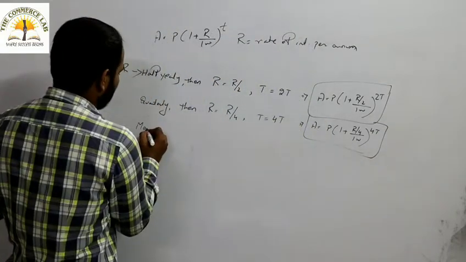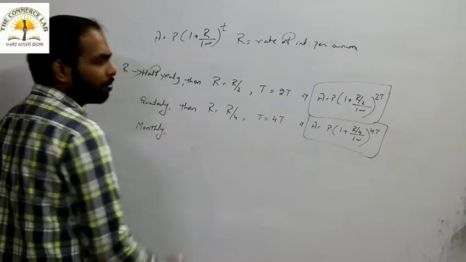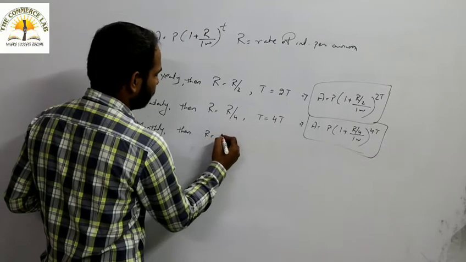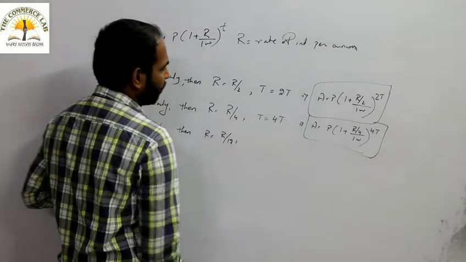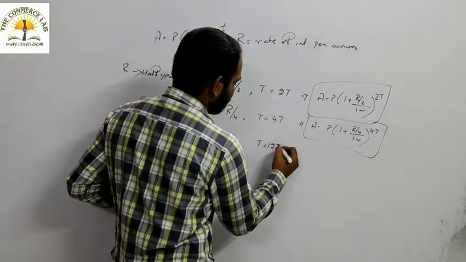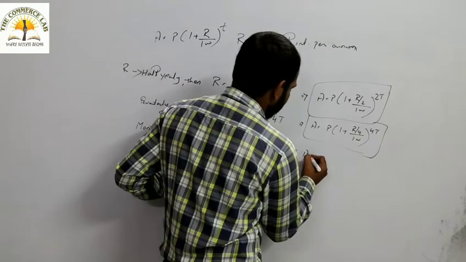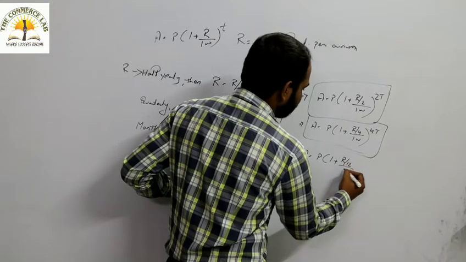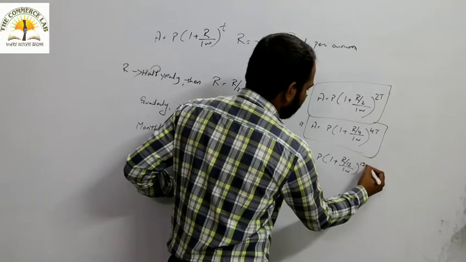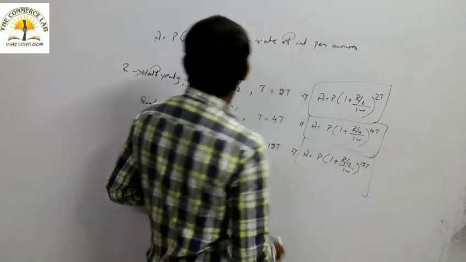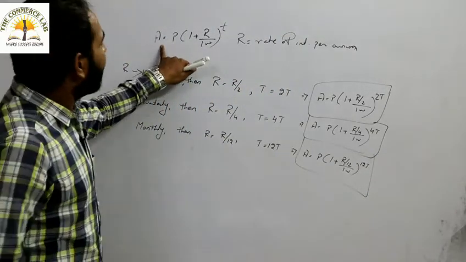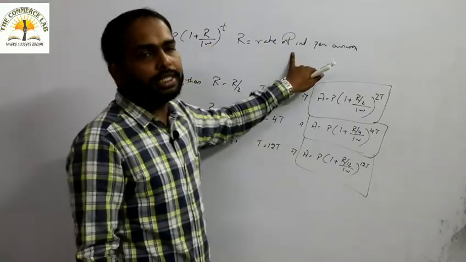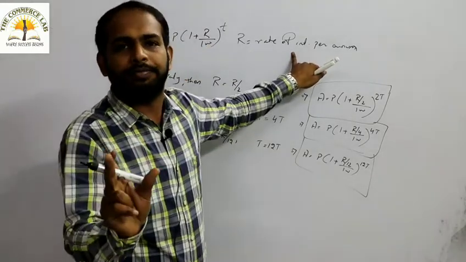When the rate of interest is calculated monthly, then r becomes r by 12 and t becomes 12t. This implies A equal to P into 1 plus r by 12 to the power 12t. So it is given A equal to P into 1 plus r by 100 to the power t when the rate of interest is calculated annually.